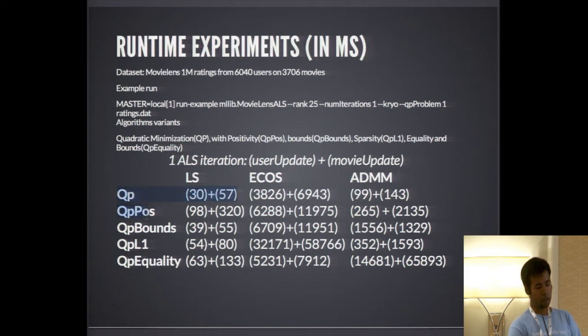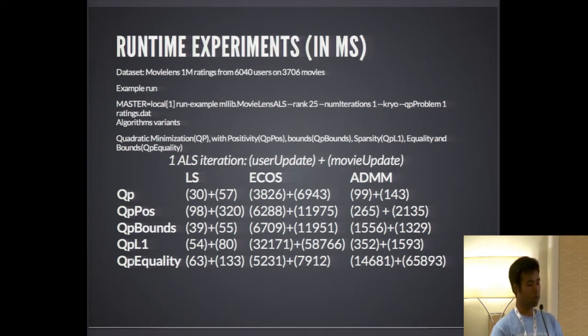So, in the runtime, the basic result is that for QP, and QP with positivity and bounds, our ADMM-based algorithm was at par with least square, or a bit slower than that, but we are much faster than the ECOS-based interior point method. So what it says is that if the constraints are simple, like QP, or QP with bounds, or QP with L1, then the ADMM-based algorithm works really well.